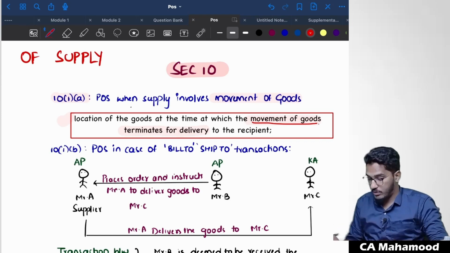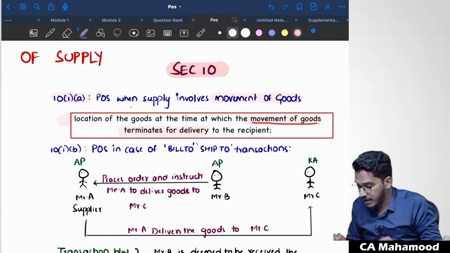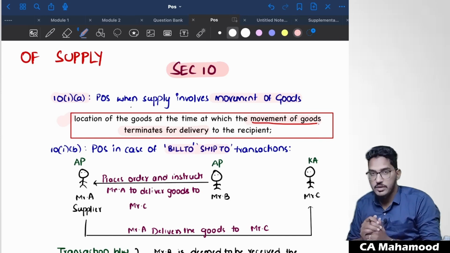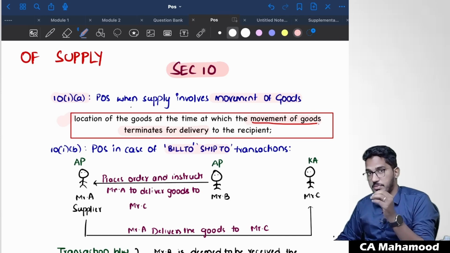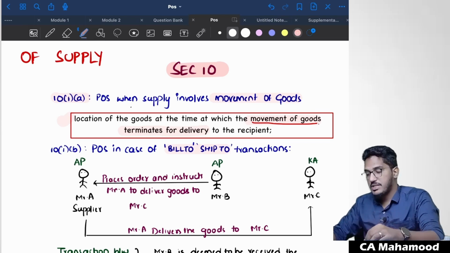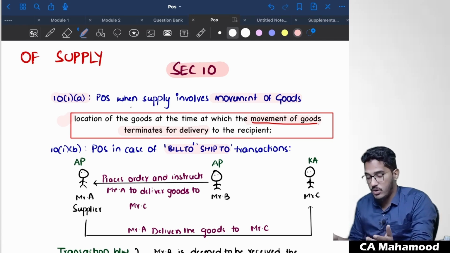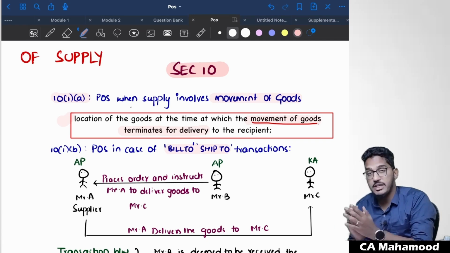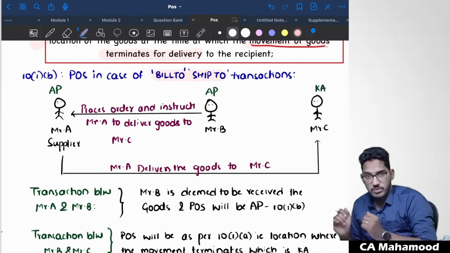So 10 subsection 1 clause B is going to talk about how to determine place of supply in case of bill to ship to transaction. Like we have seen, 10 subsection 1 clause A talks about how to determine place of supply in case of supply of goods which involves movement of the goods. Similarly, clause B is talking about a special case, bill to ship to transaction. For this, first we need to understand what a bill to ship to transaction is.